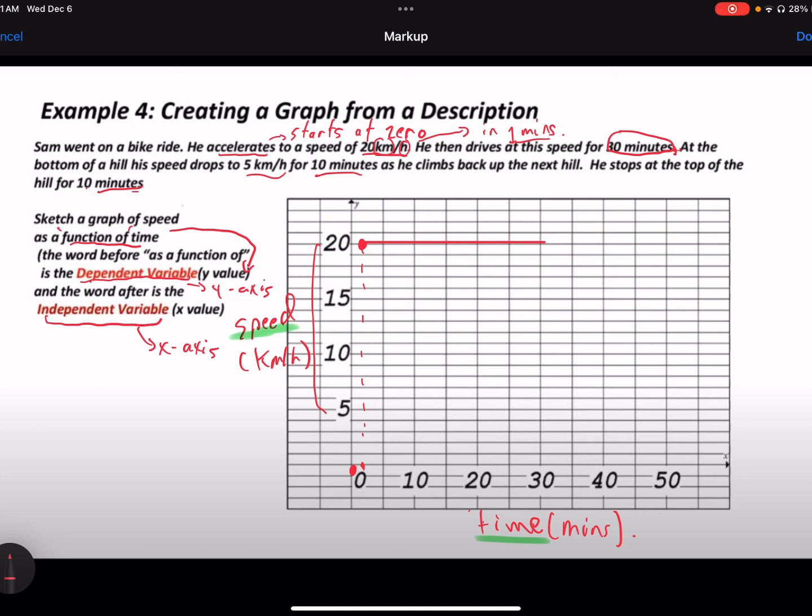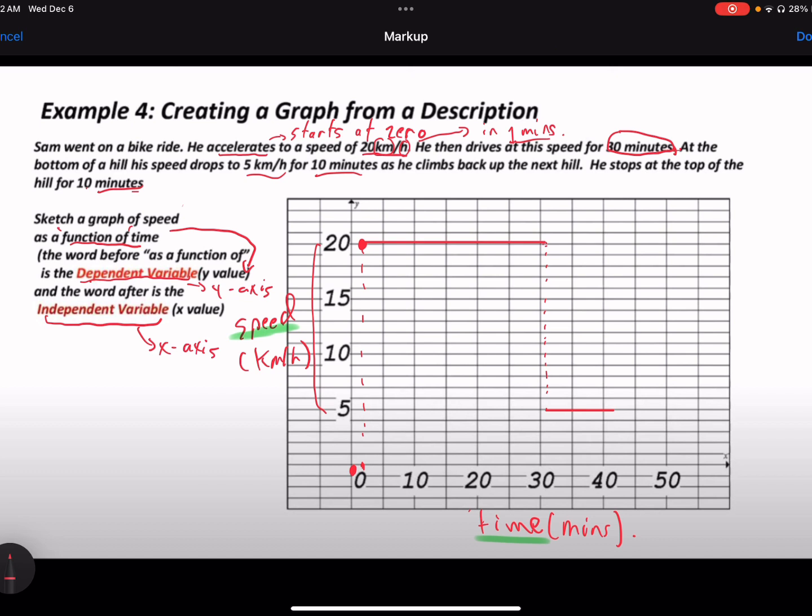Then you're going to drop to 5 kilometers per hour for another 10 minutes. Now, here's the thing. You can't just all of a sudden drop. But if we are going to follow what the graph says, then we drop straight down to 5, and you're going to remain there for about 10 minutes. So all the way down to just over the 40.